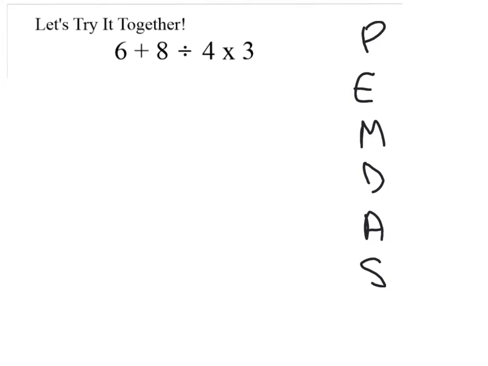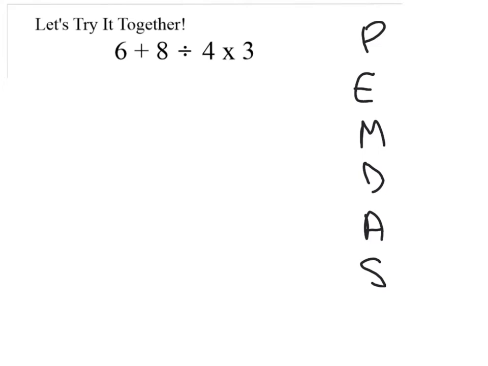All right, if we look at the problem, it says 6 plus 8 divided by 4 times 3. Well, most fifth graders want to start left to right and just start with the 6 plus 8. But we know we have to look first to see if there is any parentheses, exponents, and then we look to see multiplication or division, and then addition or subtraction. So I'm going to start with this.